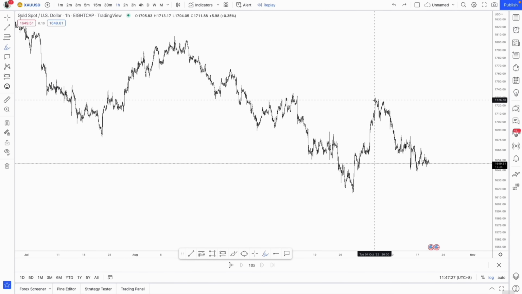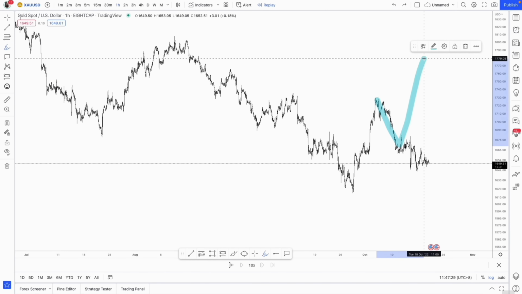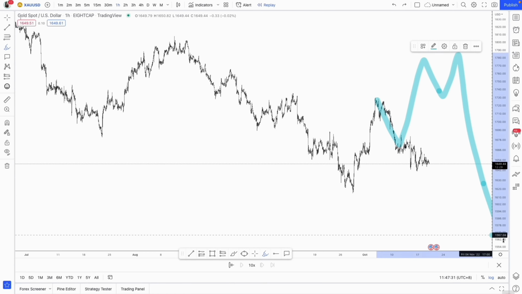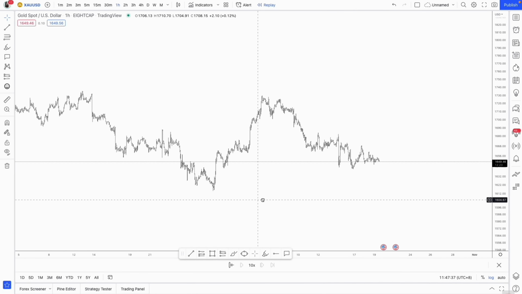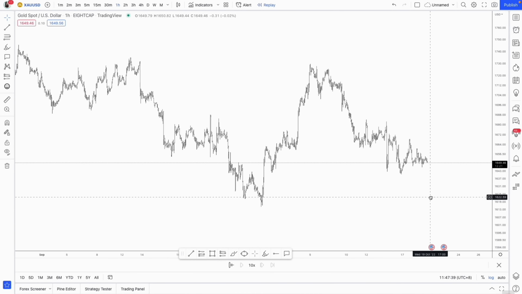Now, of course, it doesn't have to. It could just pull down and go and make new highs until eventually it makes a new lower low. But we know that gold is going to make a new order flow low, and we just have to trade the reactions. So step 1 was knowing the order flow.